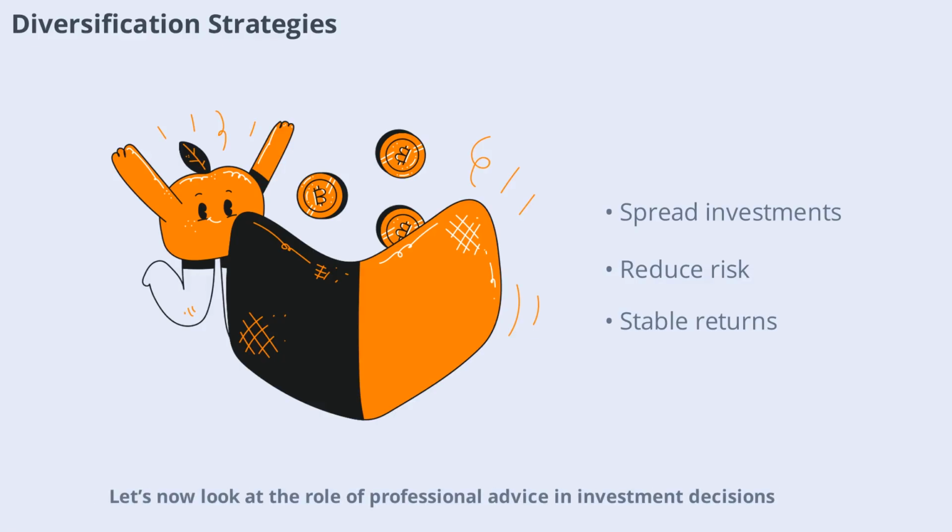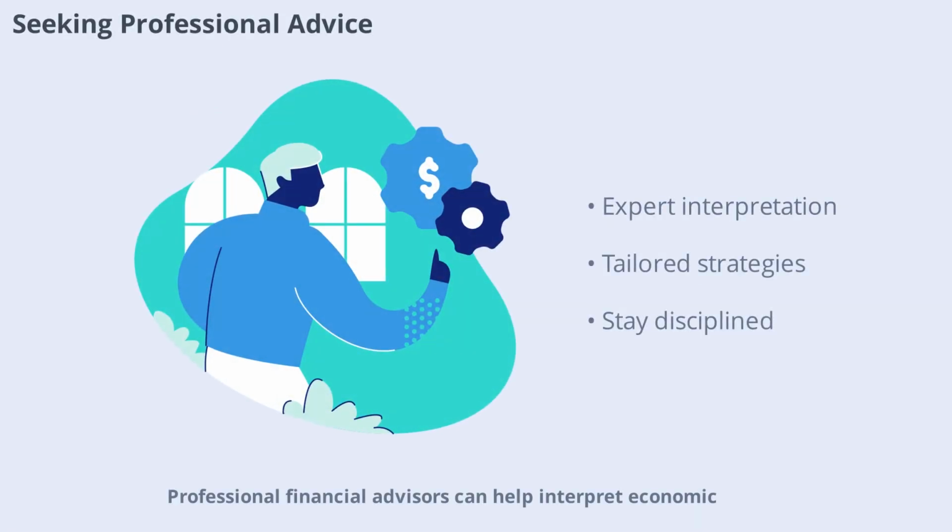Let's now look at the role of professional advice in investment decisions. Professional financial advisors can help interpret economic indicators and tailor investment strategies to individual needs. They bring expertise, experience, and access to advanced tools. Working with an advisor can help investors avoid common mistakes and stay disciplined. Advisors also keep clients informed about changes in economic conditions and market trends.